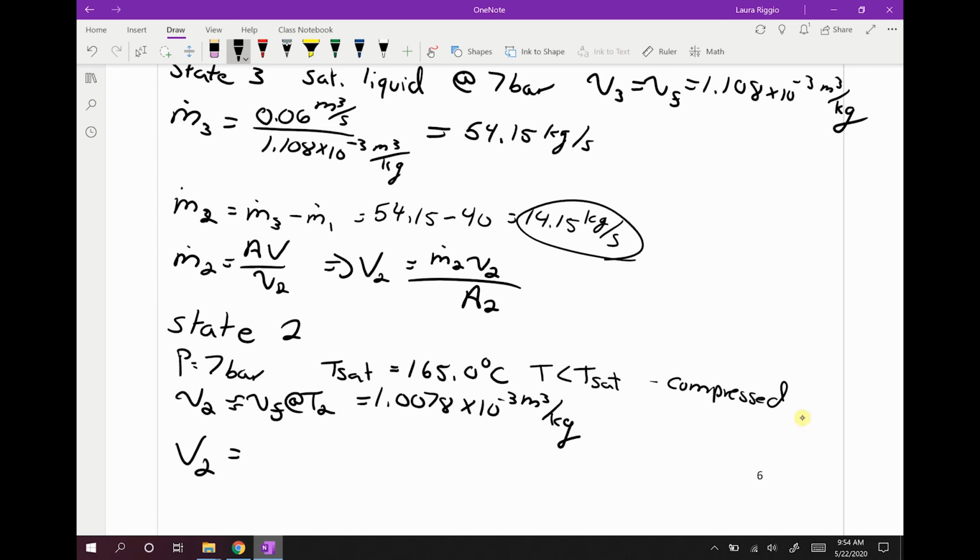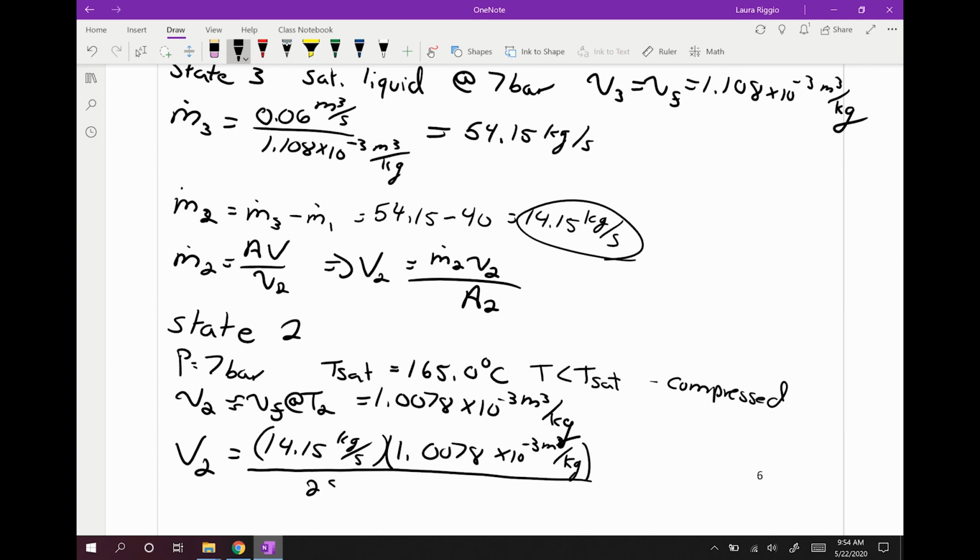So v2 is equal to 14.15 kilograms per second times 1.0078 times 10 to the minus 3 meters cubed per kilogram divided by 25 centimeters squared times 10 to the 4 centimeters squared per meter squared. We get our velocity is 5.7 meters per second.